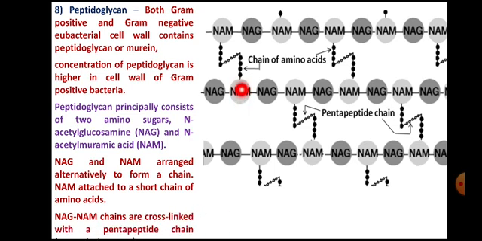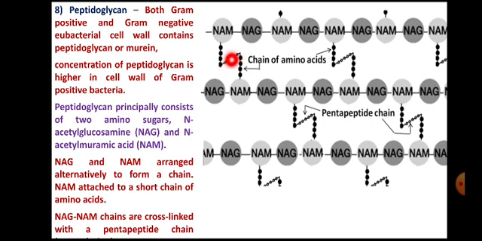Here also we can see this is the NAM from the layer below which has a chain of amino acids, and then these two chains of amino acids are cross-linked. They are cross-linked through a chain made up of 5 amino acids, and that's why it is called a pentapeptide chain. So clearly we can see that this is one layer of peptidoglycan, NAG and NAM. This is another layer of peptidoglycan, and these two are cross-linked through this pentapeptide chain.